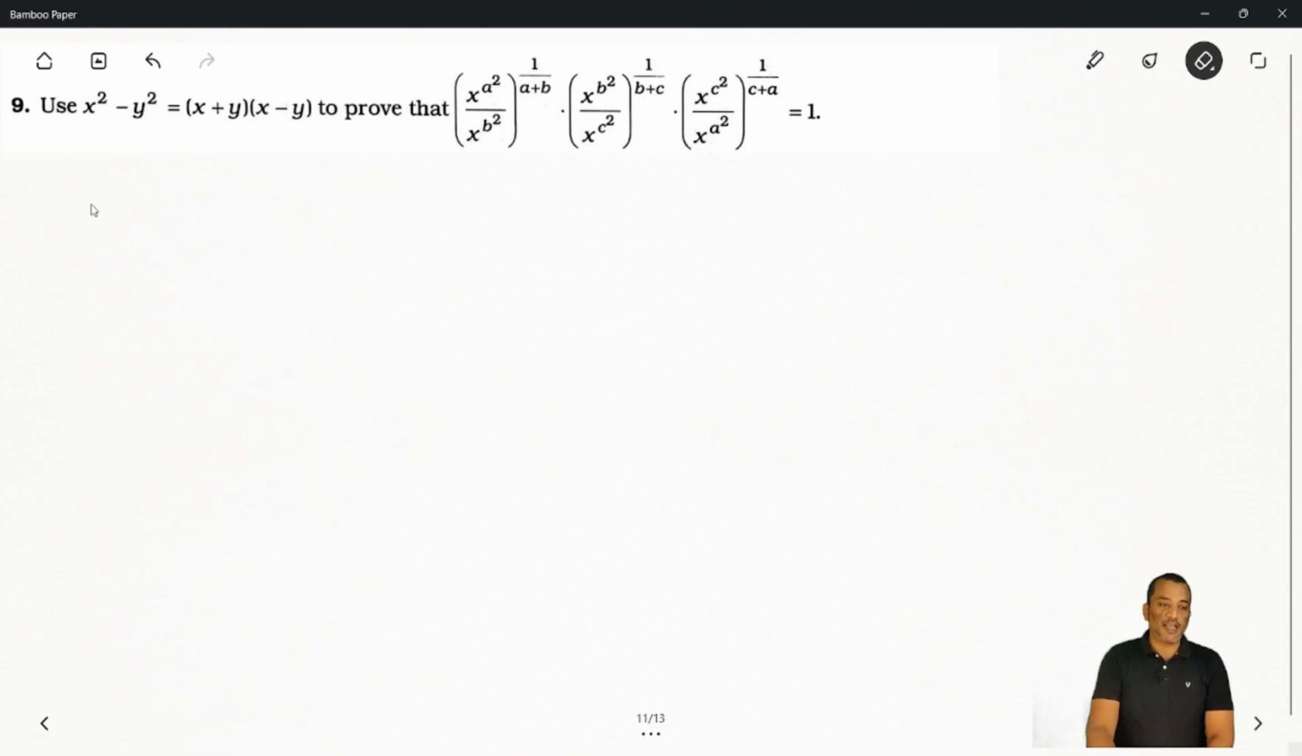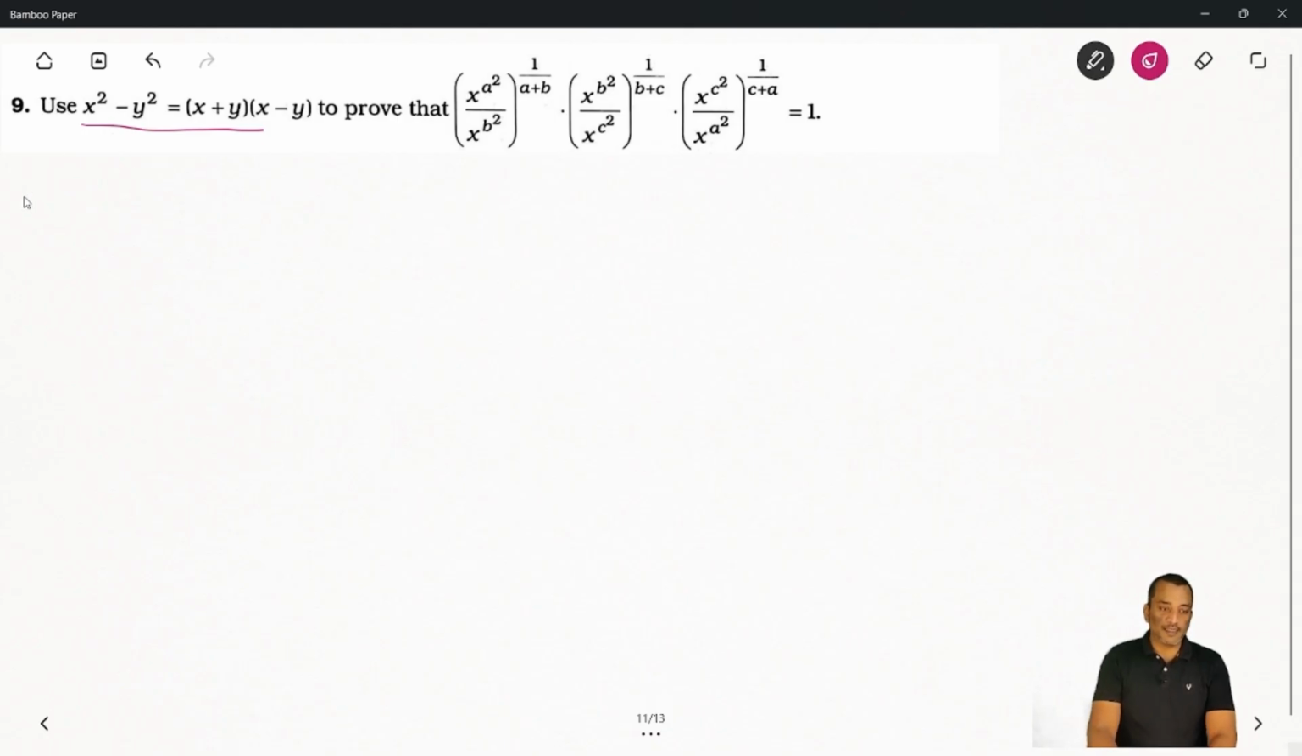So now question number 9, it is saying use x square minus y square is equal to x plus y, x minus y. This is the identity they have given. So you have to use this identity to prove that the left side is equal to the right side.